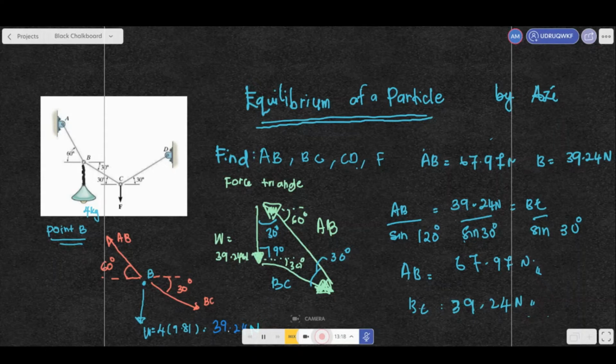But we used the triangle to solve the problem. The previous one we used the rectangular components. After we have finished finding AB and BC, we can move to point C. We do the equilibrium, we do the free body diagram at point C. Because we are focusing on particles, we settle the analysis at point B first, and then we move to point C. Of course, we have to draw the FBD.